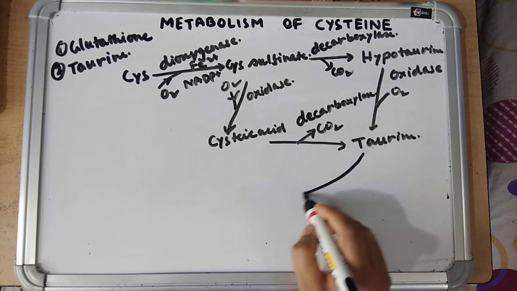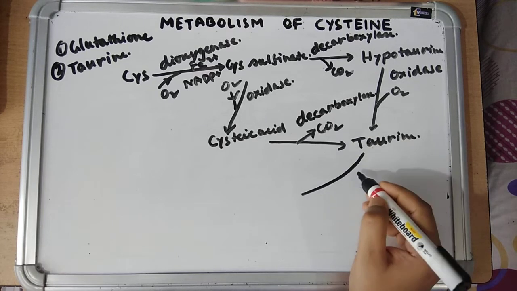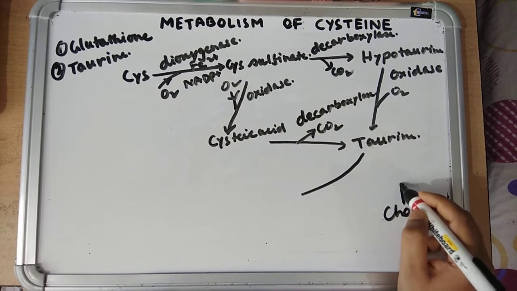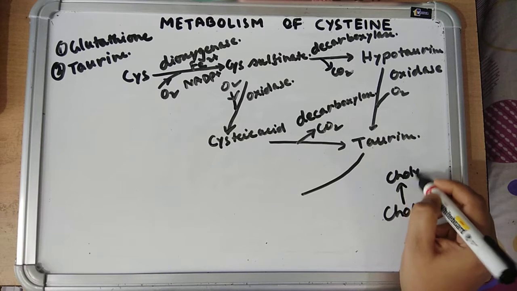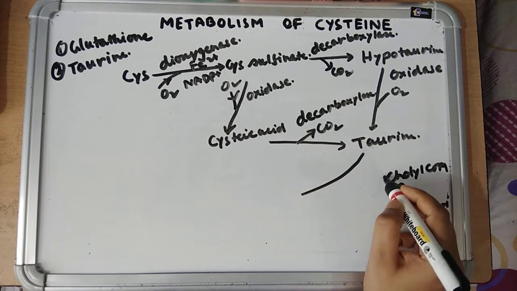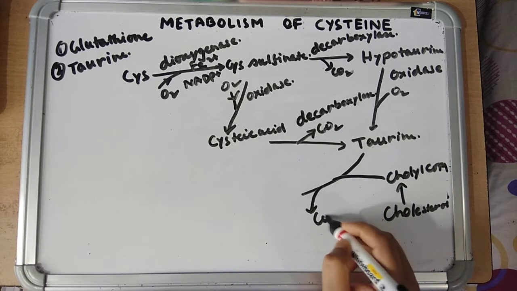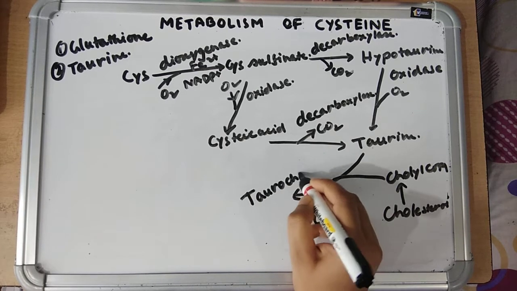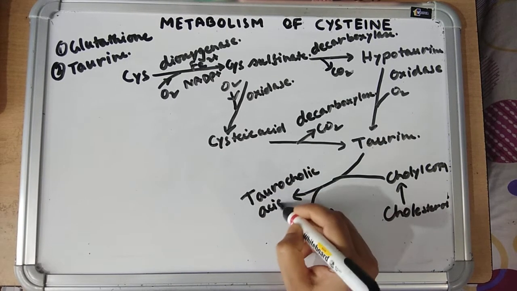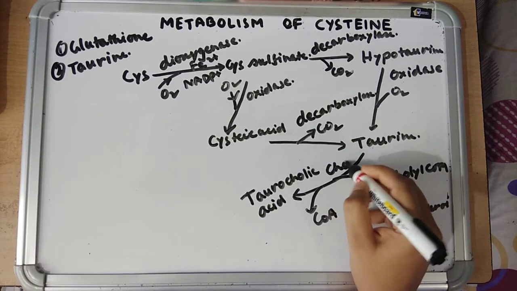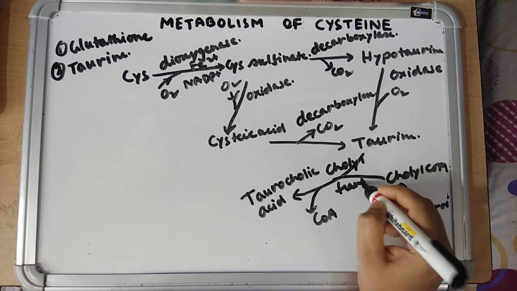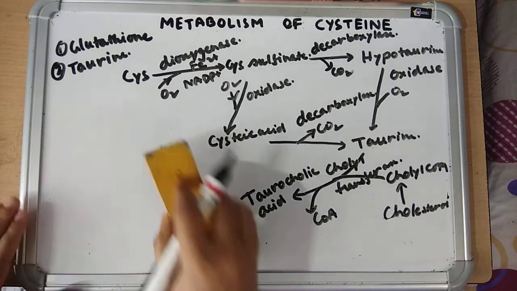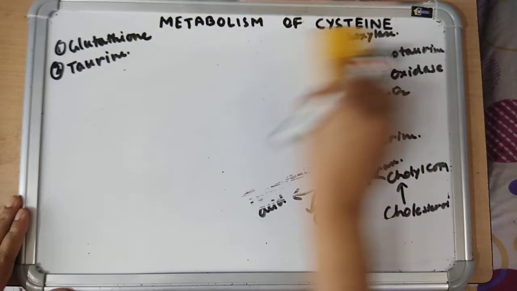Now taurine is an important conjugating agent which conjugates the bile acids. From cholesterol we get the bile acids, and cholic acid forms cholyl coenzyme A, which is combined with taurine to form taurocholic acid. This reaction is catalyzed by cholyl transferase. So this is how taurine is formed and bile acid conjugation is done.